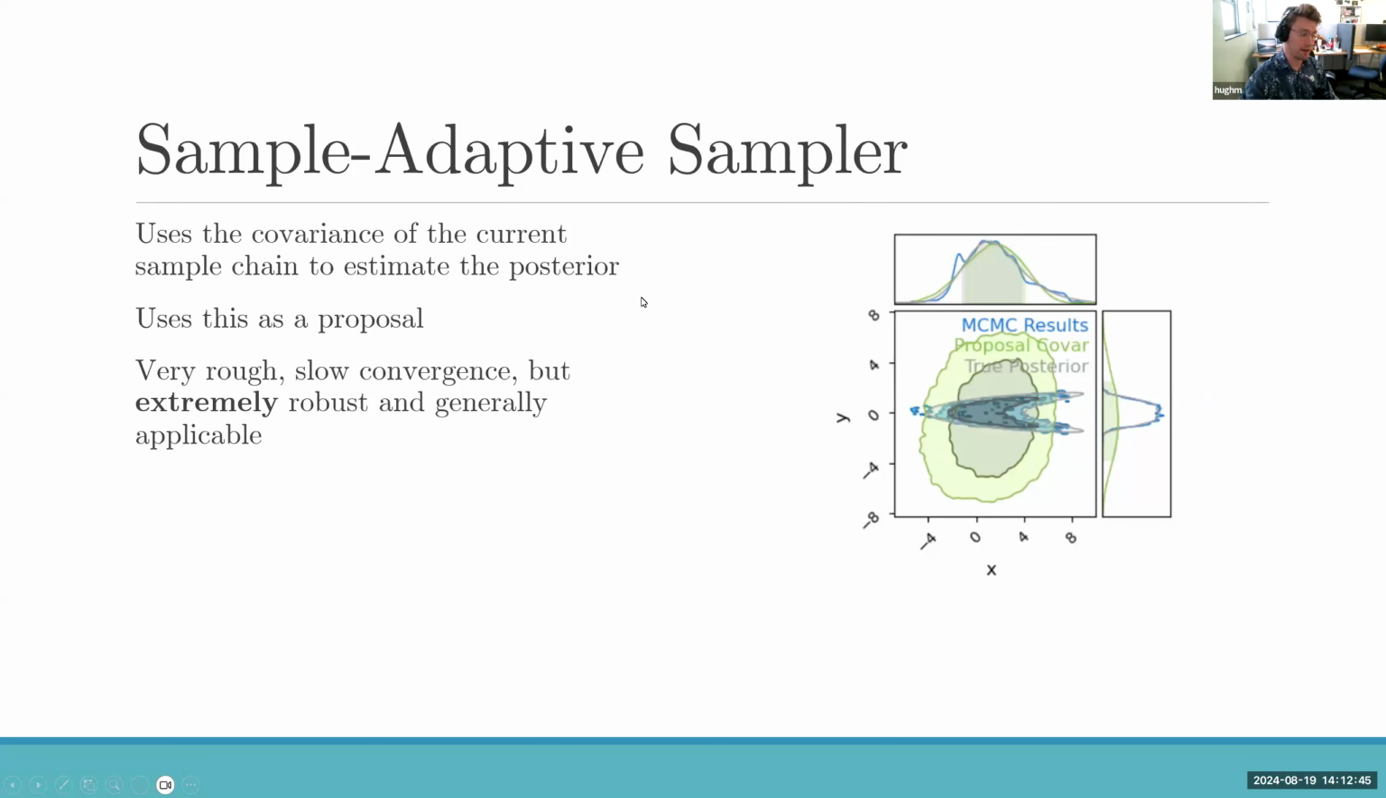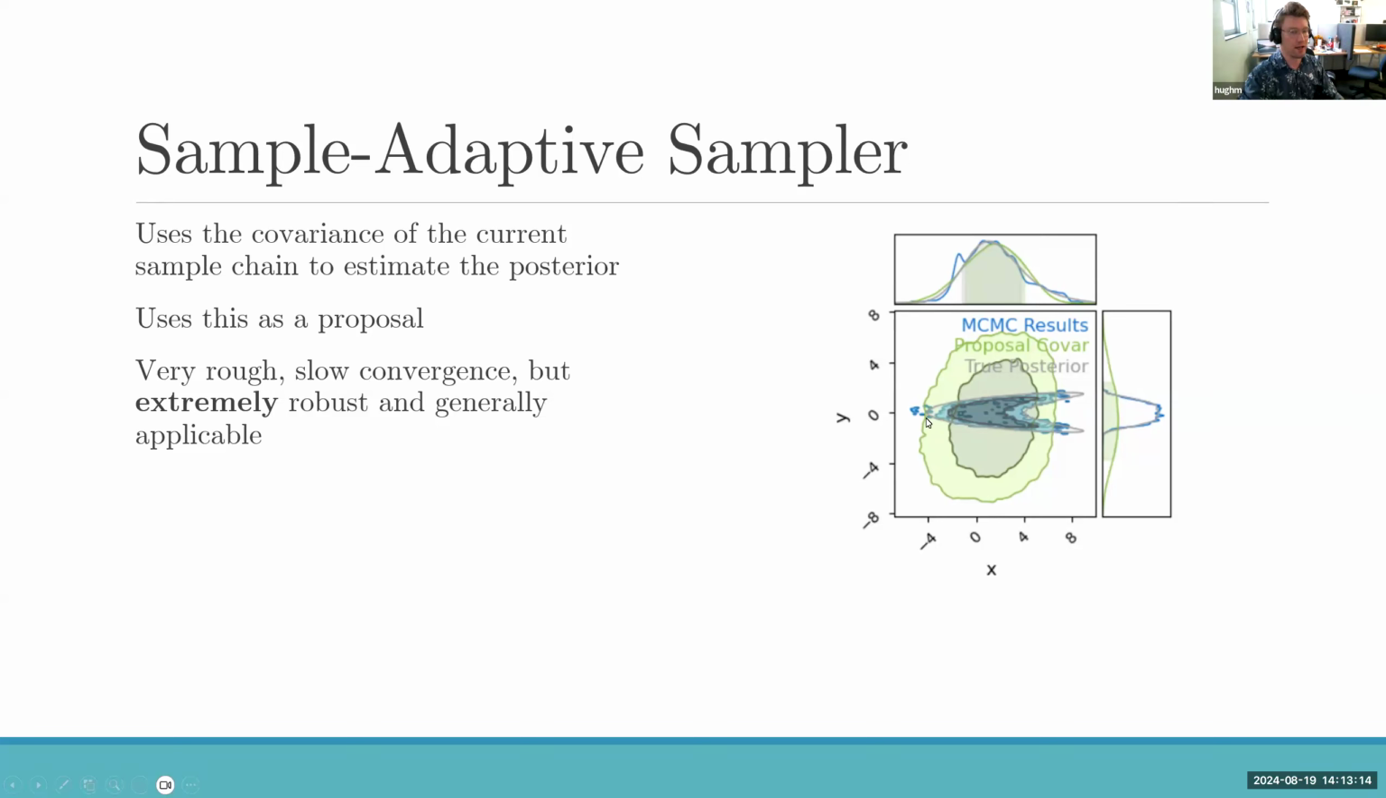And the sample adaptive sampler, which is the bottom of the barrel, the closest thing you have to brute force. But this thing is eventually unconditionally convergent, at least as far as I know. This just works by keeping track of a whole bunch of points from your chain, drawing a Gaussian around them, and saying, okay, my posterior probably looks like my current distribution of points. I'll make my proposal from there. And so slowly it learns the distribution.